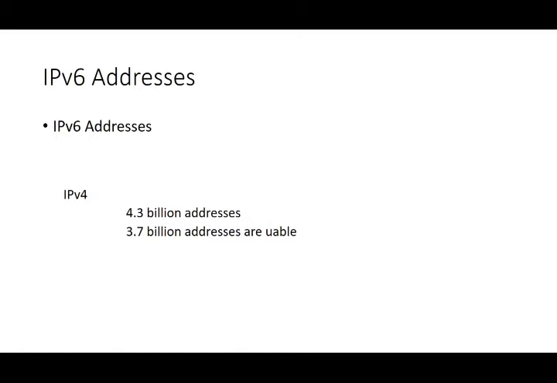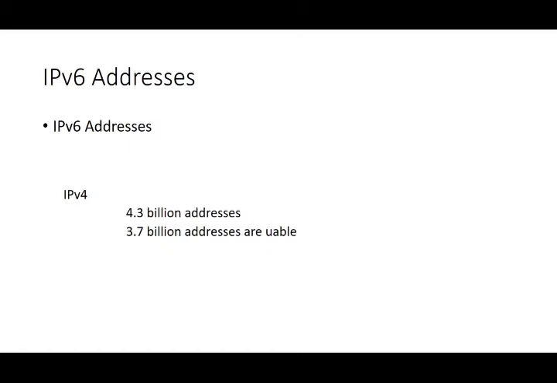Now that might seem like a lot of addresses, but really, when you look at all the address space, there are only about 3.7 billion addresses that are usable. So there is a significant number of addresses that are not able to be assigned to end devices. With the rapid growth of IoT and the internet, IP version 4 has been outgrown.